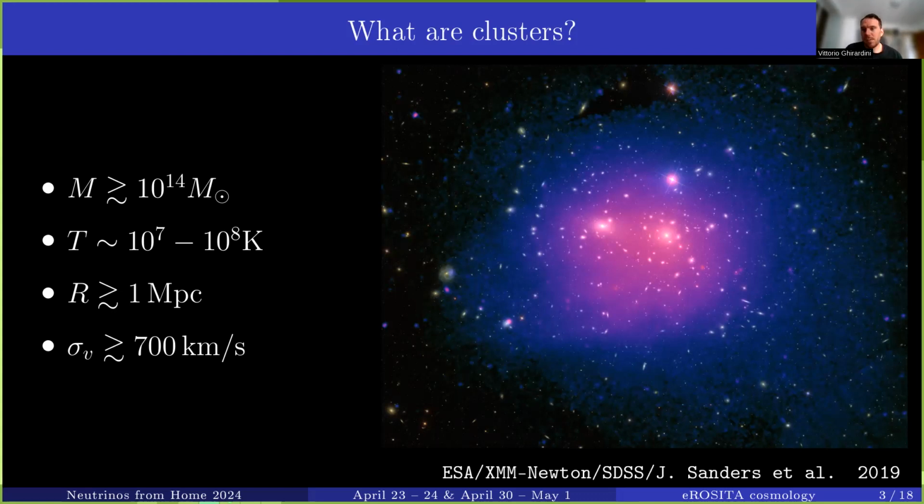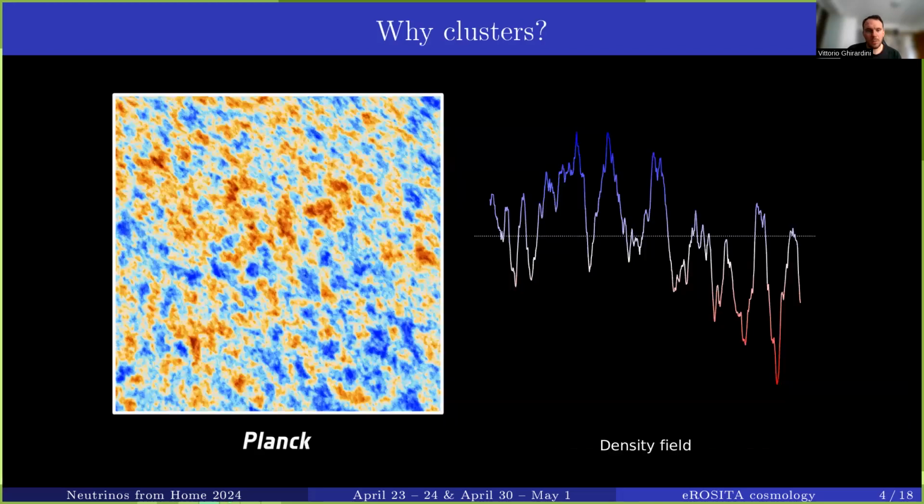Galaxy clusters are very massive because they comprise tons of galaxies. Their total mass is more than 10^14 solar masses. They are also very hot, which enables the emission of X-ray bremsstrahlung. They are very large and so on. But what is their relevance for cosmology?